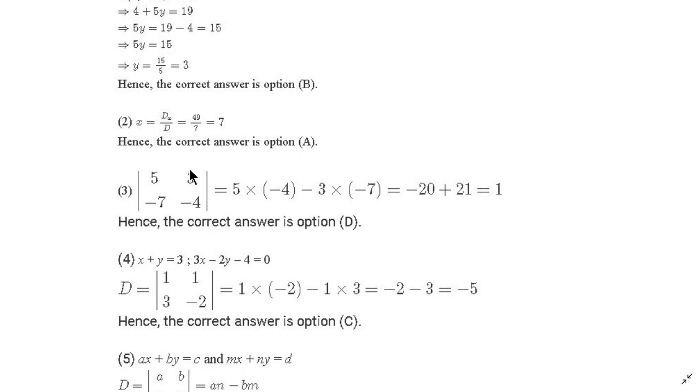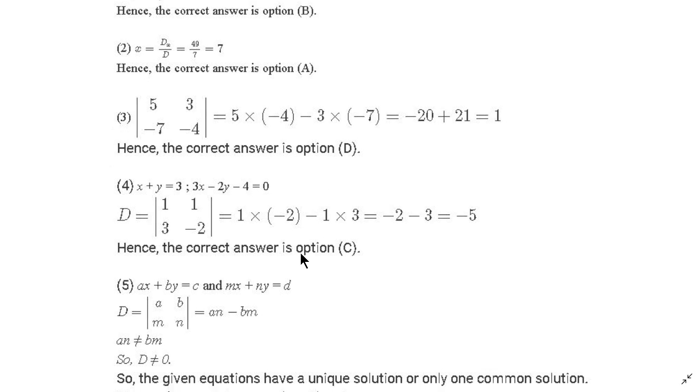Third example, a determinant is given and we are told to find its value. To find the value, we have to subtract the cross multiplication. 5 into minus 4 is minus 20, minus 3 into minus 7, which is minus 21, minus means plus 21, is equal to 1. The option D is correct.